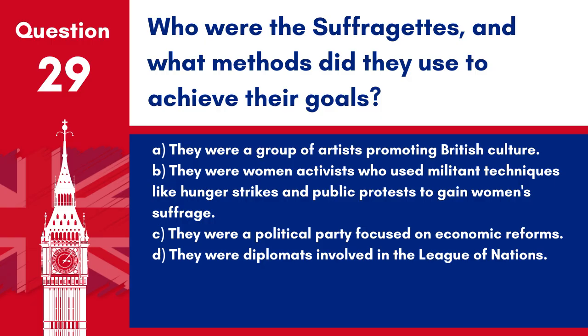A. They were a group of artists promoting British culture. B. They were women activists who used militant techniques like hunger strikes and public protests to gain women's suffrage. C. They were a political party focused on economic reforms. D. They were diplomats involved in the League of Nations.